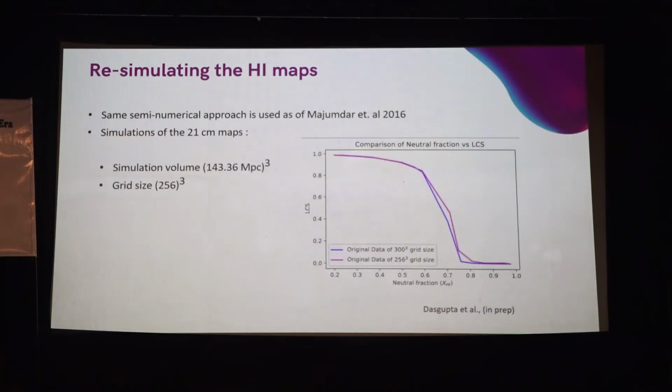Now, as I already mentioned, we are working on resimulating these H1 maps, and when we resimulated our H1 maps, we see that the 256 cube grid size maps are also consistent with what we have found with the 300 cube grid size. But now we have to feed these 256 cube maps to our pipeline and see if the artifacts still come or not. That work is actually going on right now.